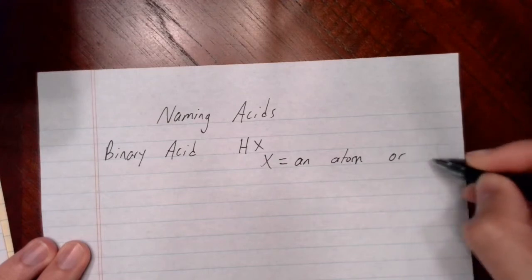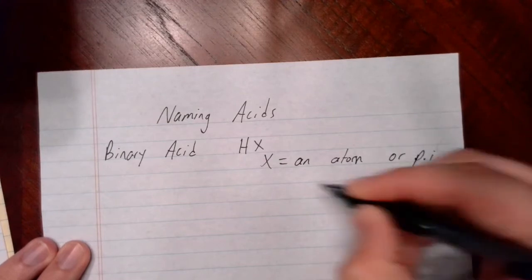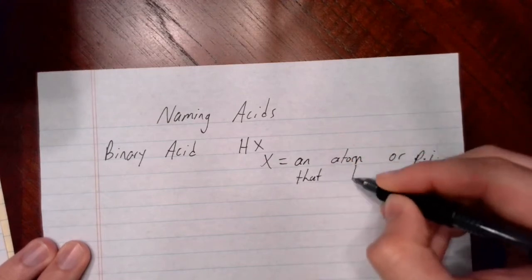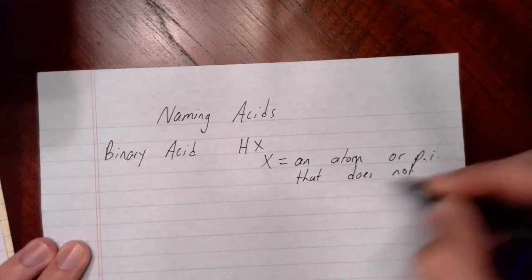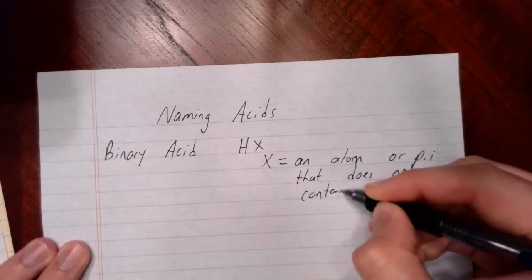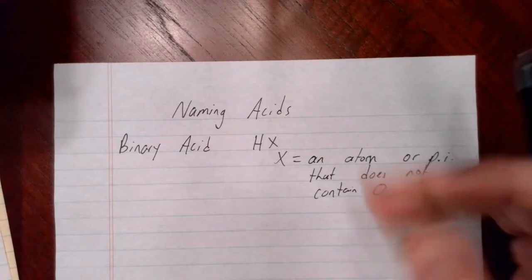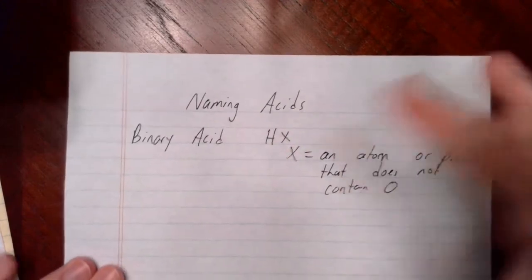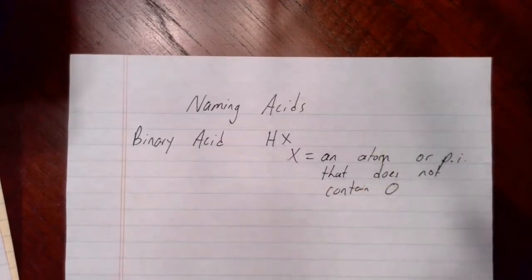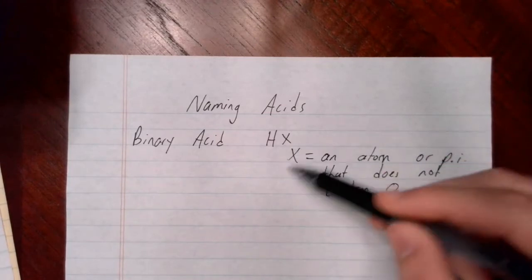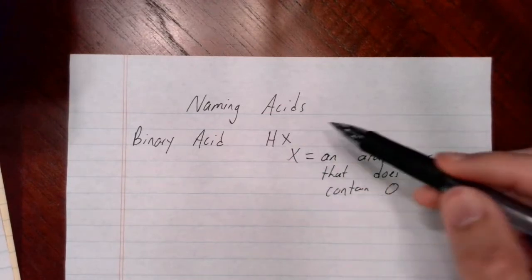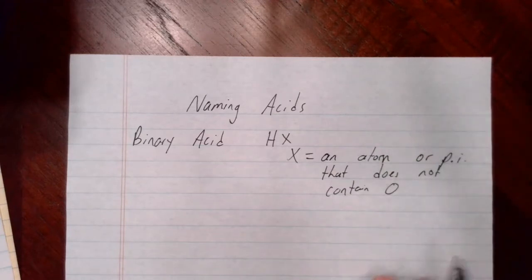I'll abbreviate that as a polyatomic ion that does not contain oxygen. There's really only one example of that, but I want to throw that in there. For the most part, you'll see H plus Cl, I, or F. X is often used to notate a halogen. It doesn't necessarily have to be a halogen, but it likely is.